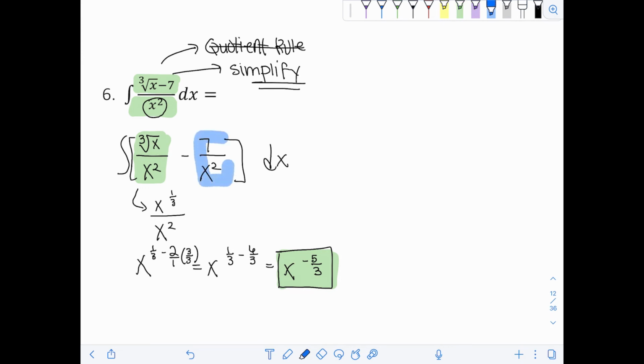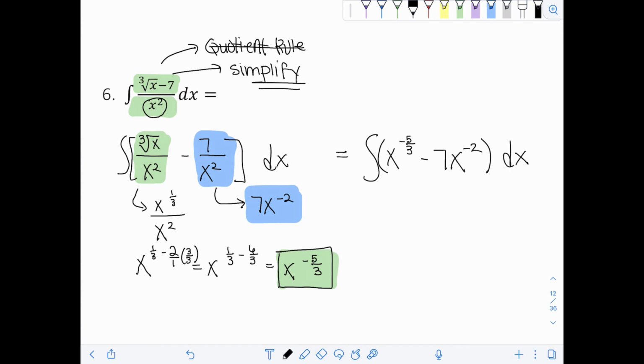And we could also simplify the second fraction. We don't have to do as much here, but when we have an exponent in the denominator, we can bring it up by making it negative. So this would be 7x to the negative 2, and now it's rewritten where we could apply the power rule. So let me rewrite our integral. I haven't, again, taken any derivatives at this point. I've only simplified using algebra. So that first fraction is going to be x to the negative 5/3, and then minus 7x to the negative 2. And the dx is still there.